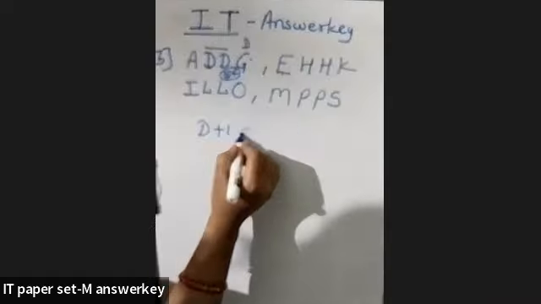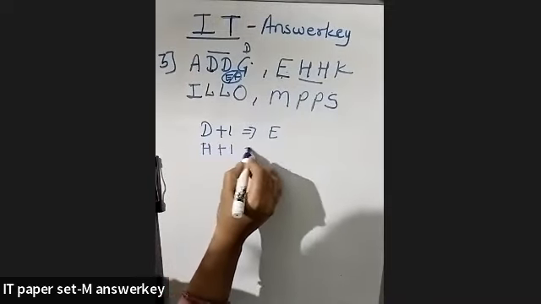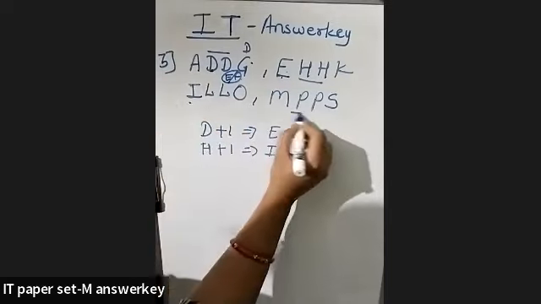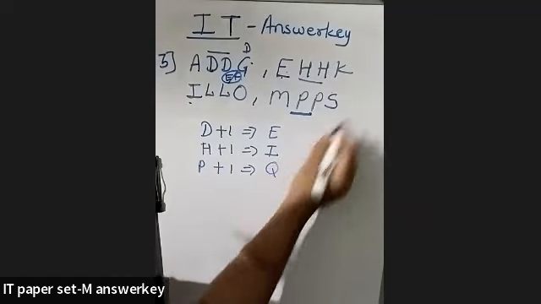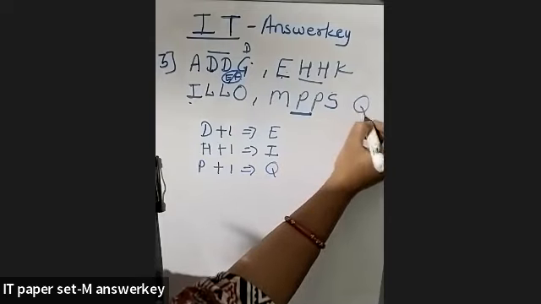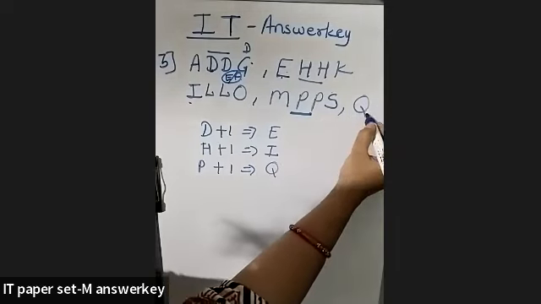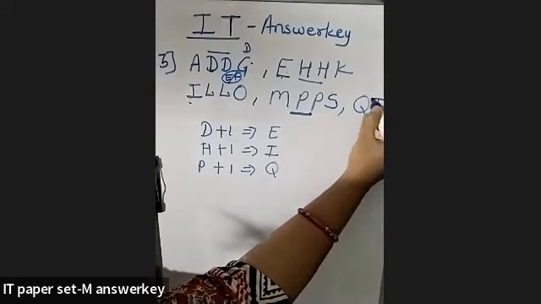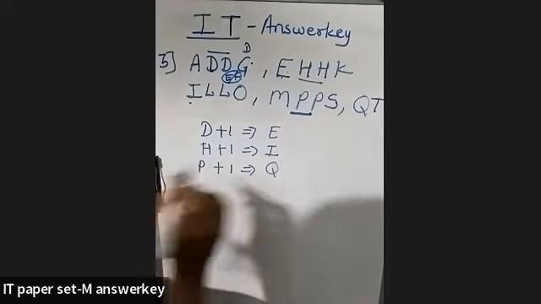D plus 1 is equal to E. Now, here H. H plus 1 equal to I. So, the next first letter is I. Now, here middle letter is P. So, P plus 1 is Q. So, the next first letter will be Q. After Q, fourth letter from Q, Q, R, S, T. So, 2 times T. See in the option, where is Q and 2 times T? There is only one option, that is option number 3.